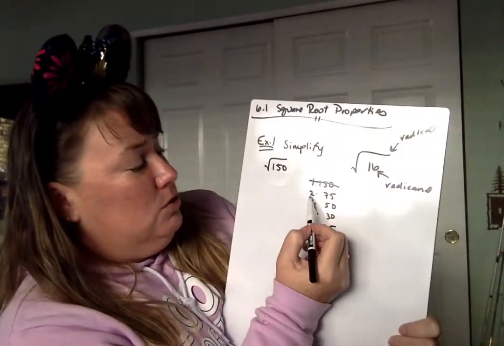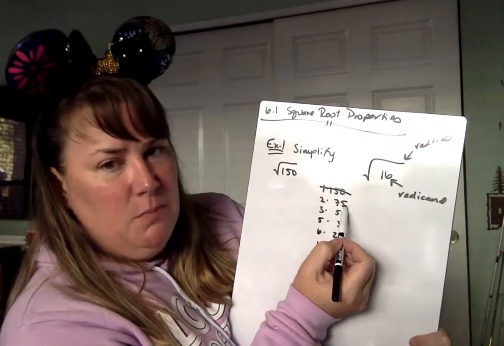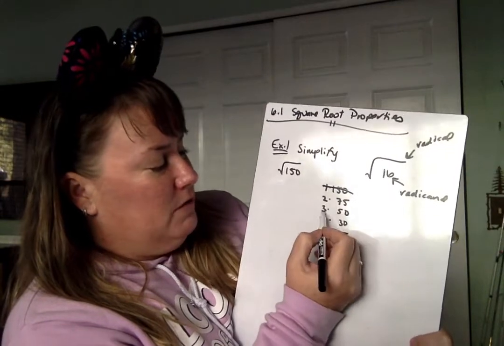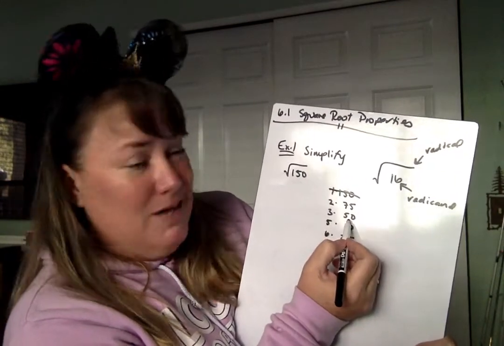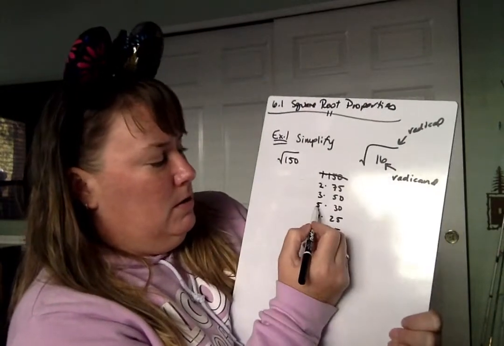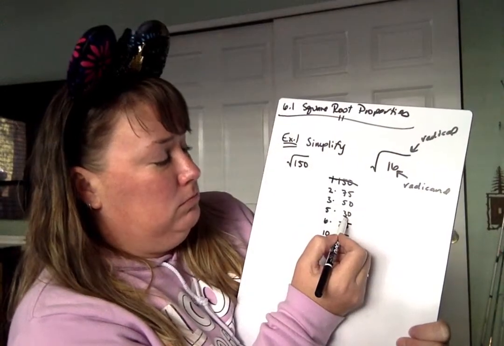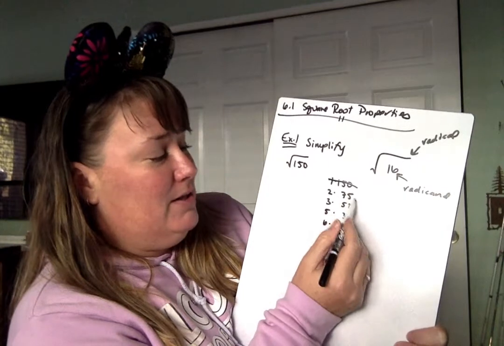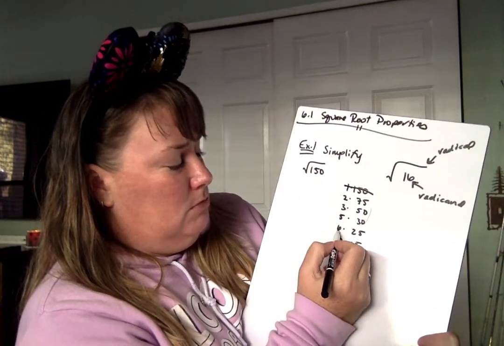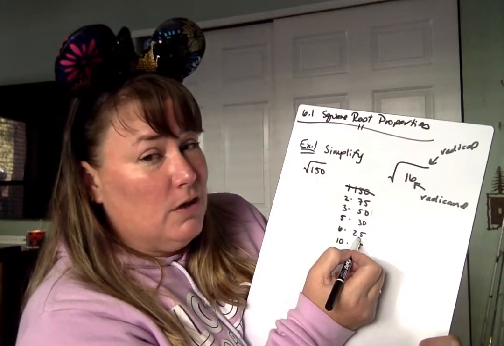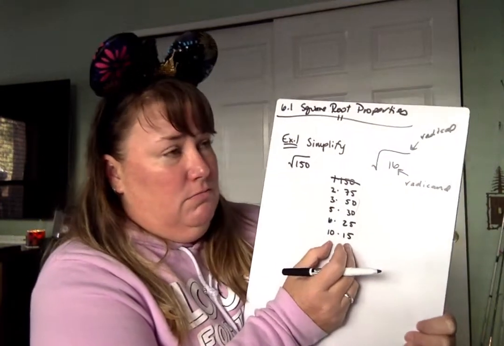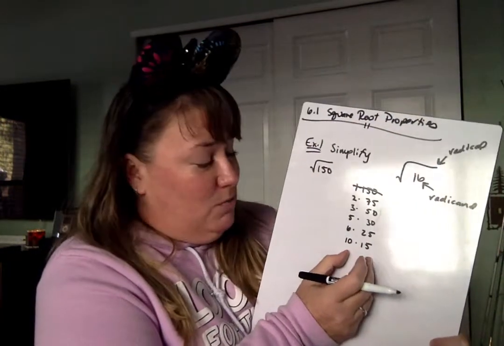Okay? So 2. 2 is prime, but 75 is not a perfect square. Although this is going to be a good pair. 3 and 50. Prime, not a perfect square. Still a good pair, but let's see if there's a best. Prime, not perfect. So these 3 are kind of the same. 6. Nope. 25 is a perfect square, though, so that works. And 10 and 15, these all work, but this one right here is going to be the longest.